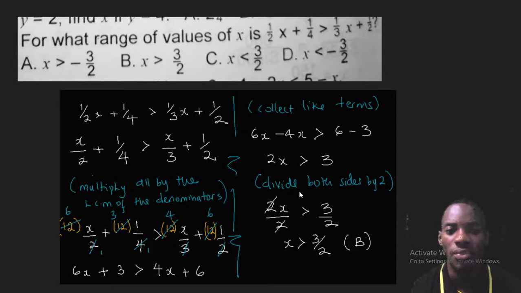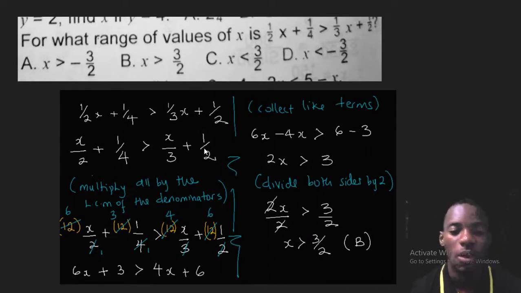Now, for what range of values of s is 1/2 s plus 1/4 is greater than 1/3 s plus 1/2? Now this is actually a fractional inequality. What is to be done here is actually very simple. Just put the s on top: s over 2. This s will move from the side up. s over 2 plus 1/4 is less than s over 3 plus 1/2.